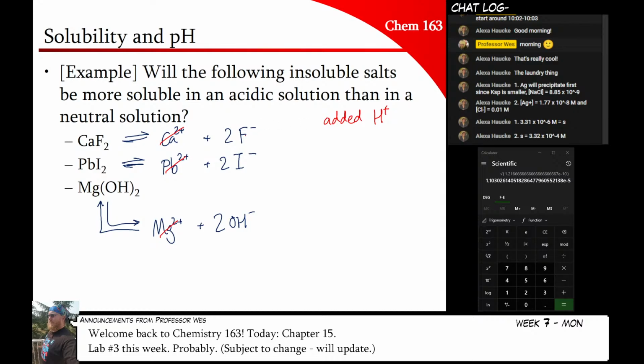If I add H+, will that interact with F-? Well, F- is a weak acid. Or I'm sorry, F- is a weak base, which means it would react to form its conjugate, right? So, in other words, this would react with strong acid. What about HI, though? What about iodide? This is neutral, because HI is a strong acid. So, would it react with acid? I- would not, because HI is a strong acid, it would not recombine to form HI.